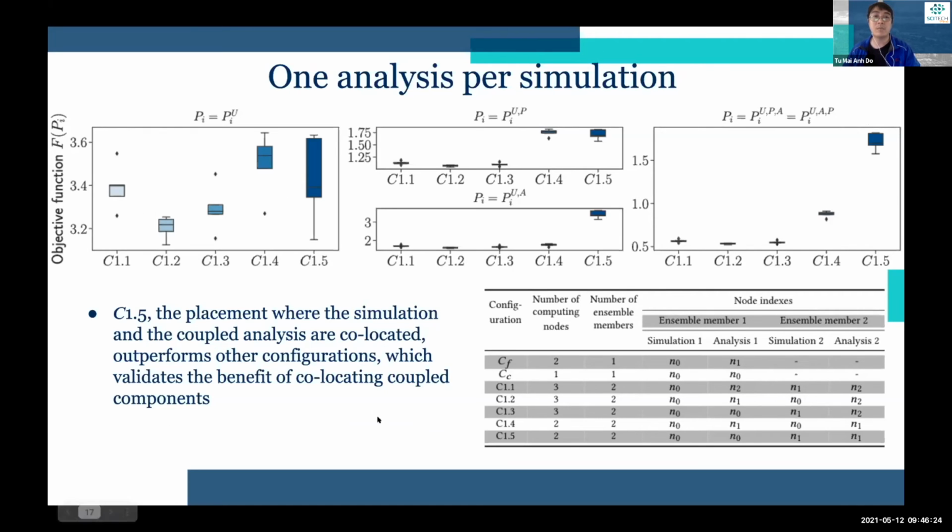If we map C1.5 into this table, that is the placement where we place the simulation and the analysis of the same example member on the same set of resources. For example, simulation 1 and analysis 1 on node 0, and simulation 2 and analysis 2 on node 1. With the performance of C1.5 compared to the other configurations, we confirm that there is a benefit when we co-locate coupled components together.